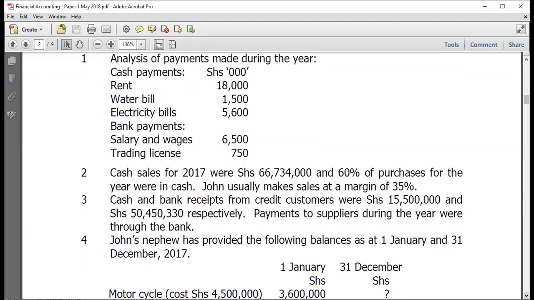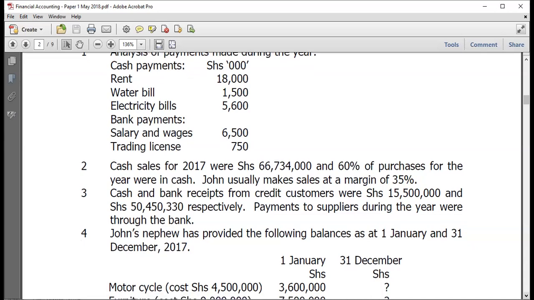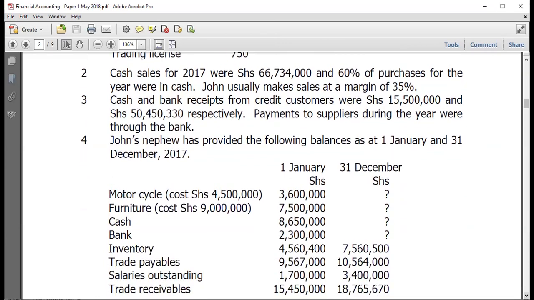Move down. They're telling us that John's nephew, who is acting as the accountant, has provided the following balances at 1st January and 31st December 2017, okay? At the beginning of the year and at the end of the year. So on 1st January, we have a motorcycle costing 4.5, and they are giving us 3.6. Now that 3.6 they are giving us is the net book value, okay? The 4.5 is the cost, and what they are giving us as 3.6 is the net book value, which is net of the accumulated depreciation, okay? Important to understand.